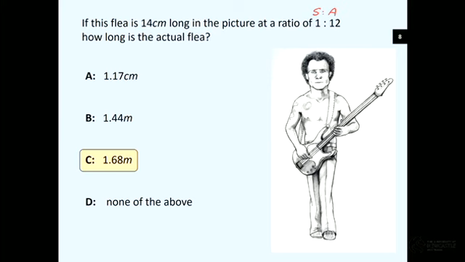This joke probably is too olden day now. Does anyone know who Flea is? Ah, it's still there. Okay. Red Hot Chili Peppers bass player. Calls himself Flea. Anyway, not a real flea.